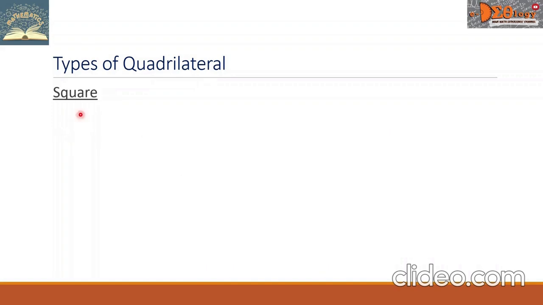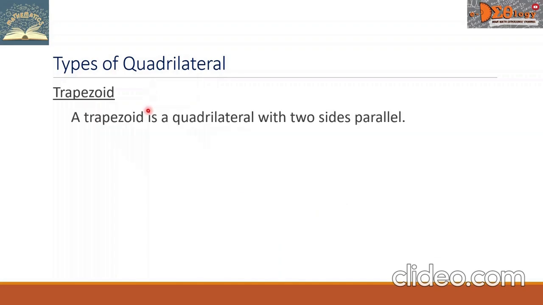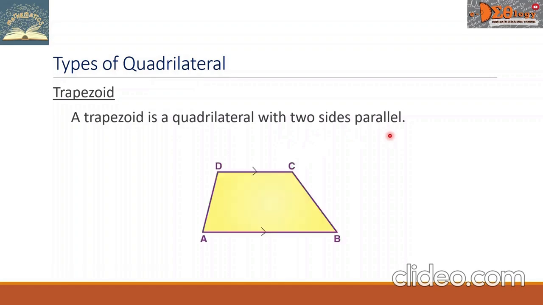Next is square. A square is a rectangle with all sides equal. This is a square. Then we have trapezoid. A trapezoid is a quadrilateral with 2 sides parallel. This is an example of a trapezoid.